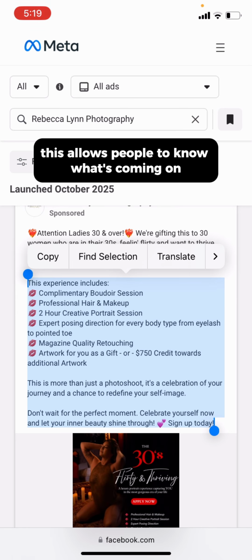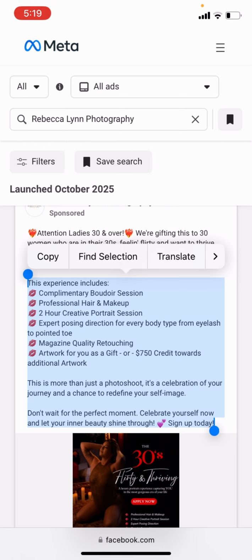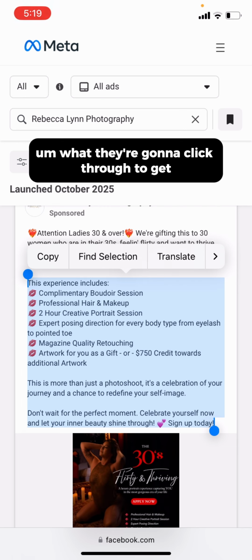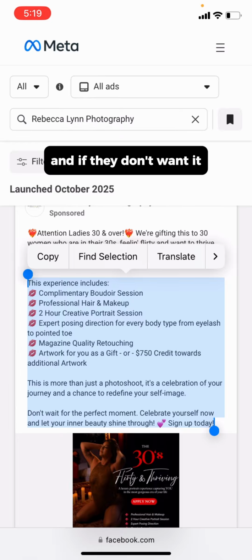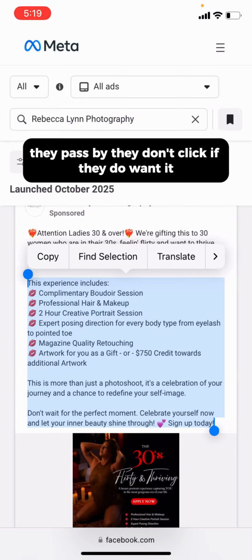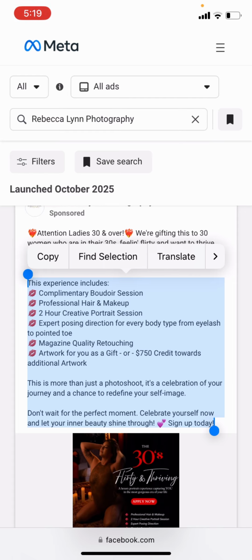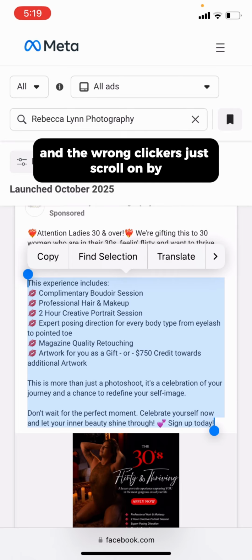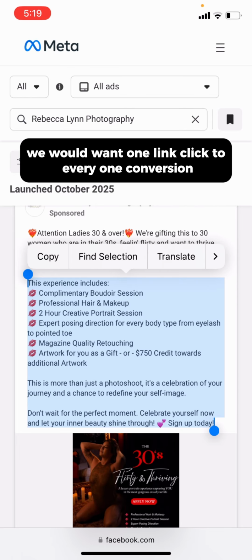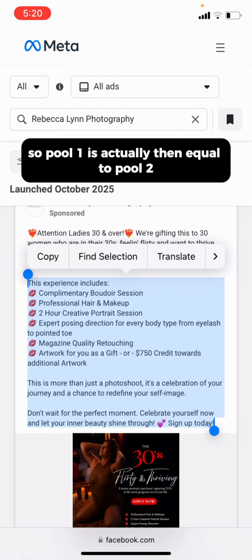This allows people to know what's coming on, what they're going to click through to get. And if they don't want it, they pass by, they don't click. If they do want it, yes, they do click. So it's a double bonus, I call it, tying into mistake 9. Remember the clickers in pool 2? We want the right clickers in pool 2 and the wrong clickers to scroll on by. And ideally, we would want one link click to every one conversion. So pool 1 is actually then equal to pool 2.